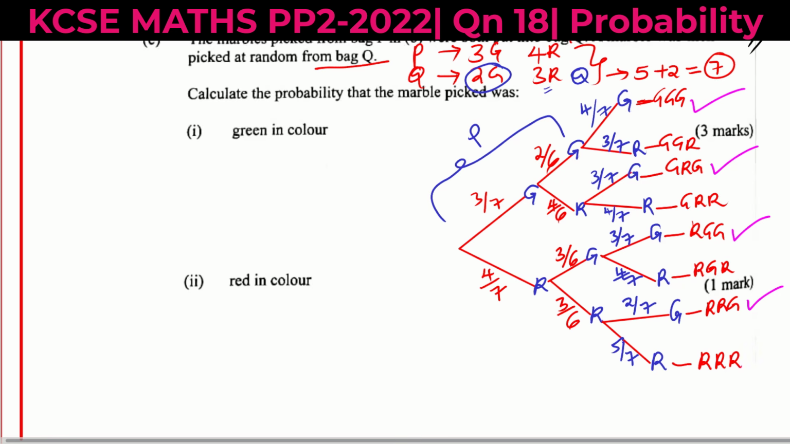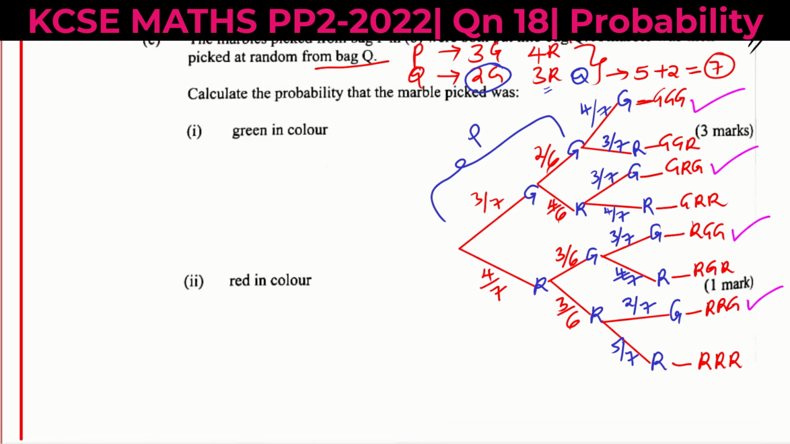I don't think we have any other. We don't have any other. So those are the only ones. So we have this green, and then this green. So we are not just checking the outcomes where we have the green. No, there is a condition. It is where we are picking it from bag Q. And what is representing bag Q? It is the last marble. So we are checking these outcomes where the last marble is green. So those are the ones that I've picked.